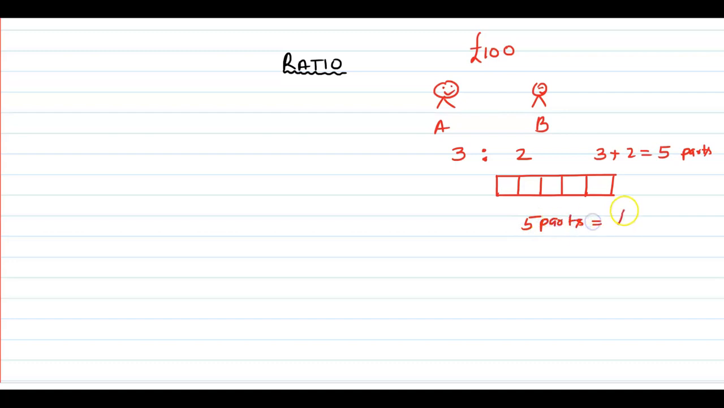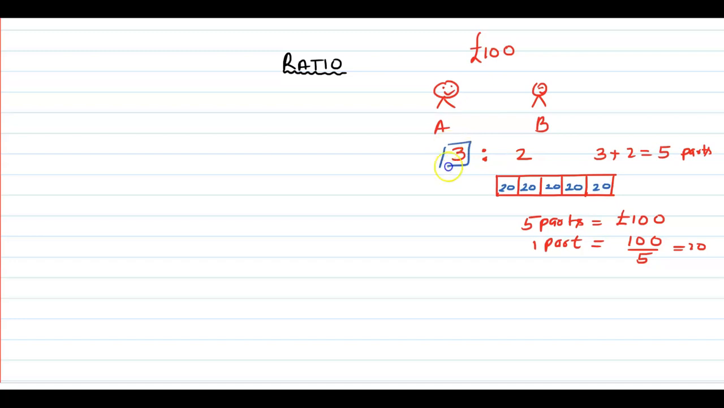is equal to £100. What about one part? One part will be £100 divided by 5. You divide both sides by 5. So one part is 20. So it means this part will be 20, this part will be 20, this part will be 20, this part will be 20, and this one is 20.